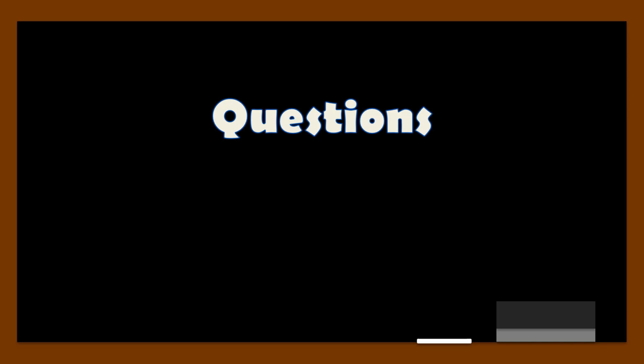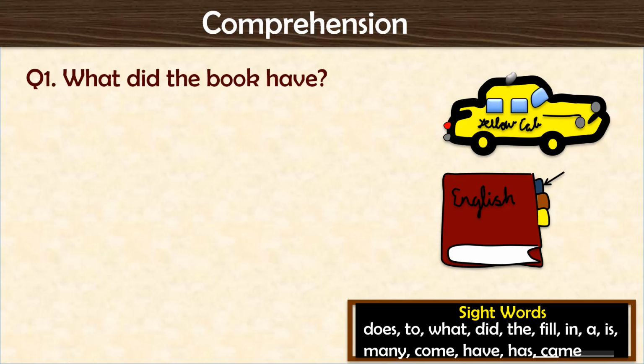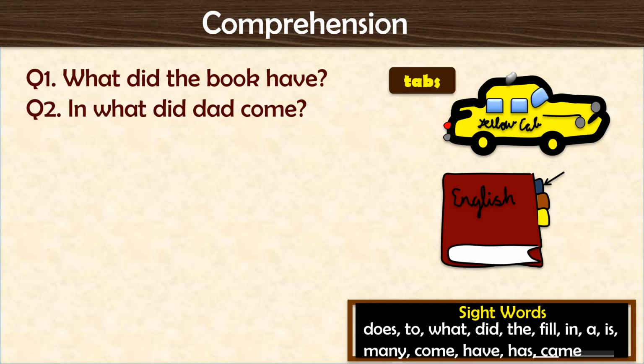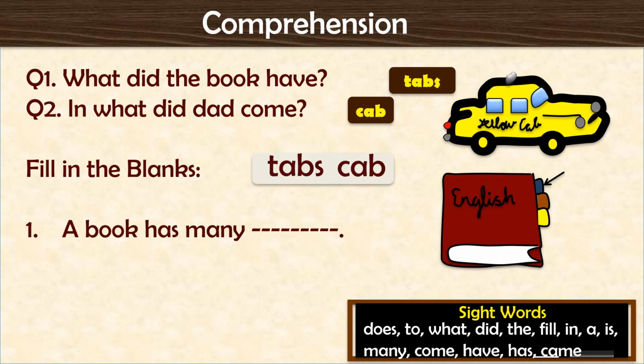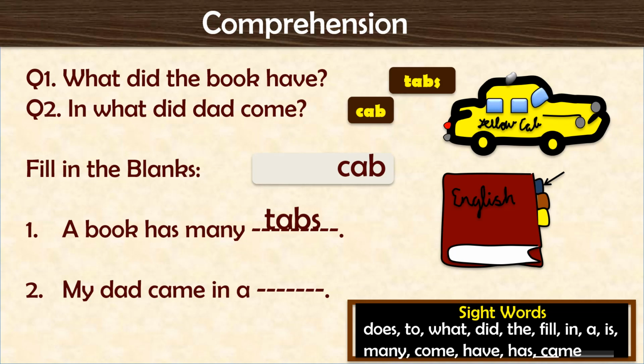Questions. Comprehension. What did the book have? Tab. In what did Dad come? Cab. Fill in the blanks. A book has many tabs. My dad came in a cab.